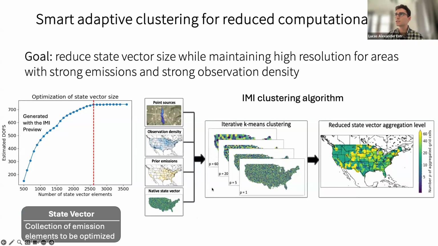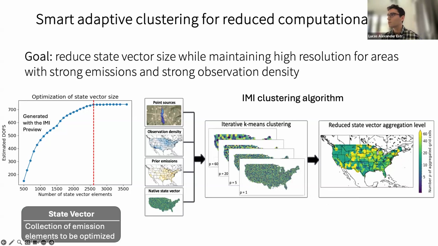And the IMI does this using a smart clustering algorithm. And this smart clustering algorithm takes into account 4 different features going into your inversion. It takes into account your native state vector, the prior emissions, the observation density from TROPOMI, as well as point source emissions from a variety of sources, including SRON, Carbon Mapper, and IMEO. It then takes that information and clusters your state vector elements, so aggregates them in those areas that we don't think we can constrain very well, and maintains high resolution in areas where we think we can constrain them well.